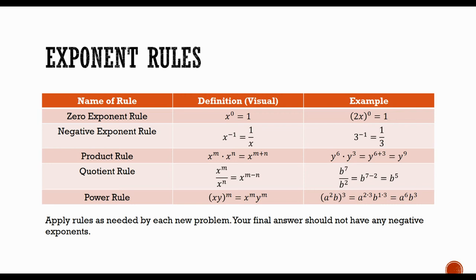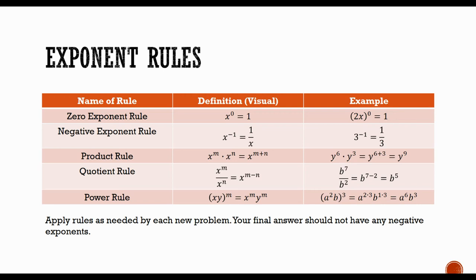And the last one, power rule, states that if there's an exponent outside of a parenthesis, it's actually going to get distributed to everything inside the parenthesis. So in the far right column, you can see a squared b raised to the 3rd power. That 3 is going to come in and multiply by each one of your exponents. So it's going to multiply by the 2 for the a and by the 1 on the b to get a to the 6 b cubed.